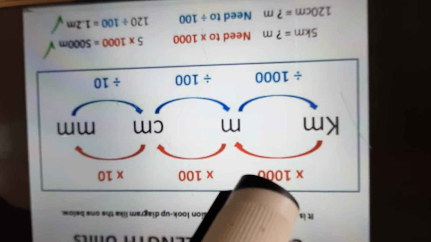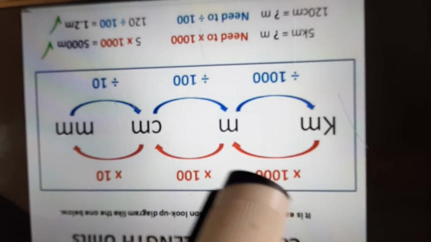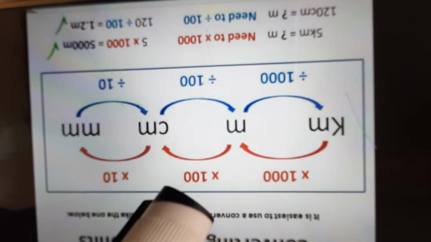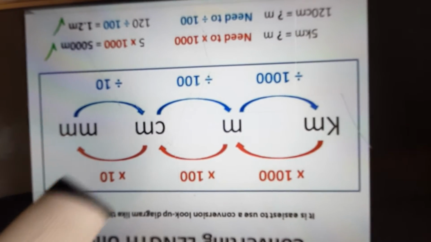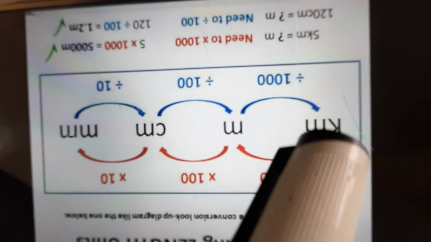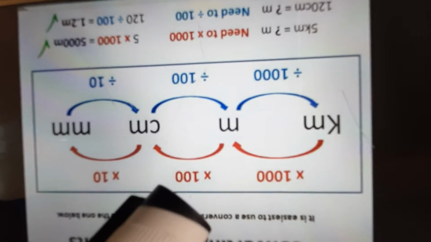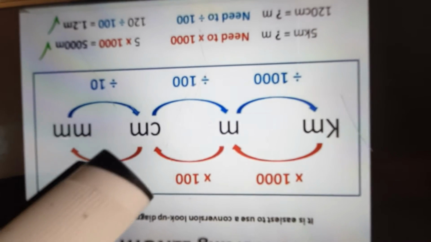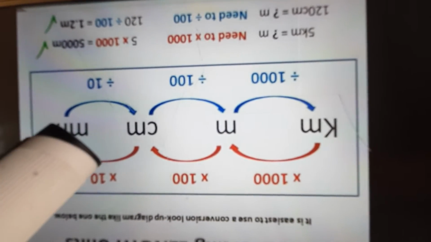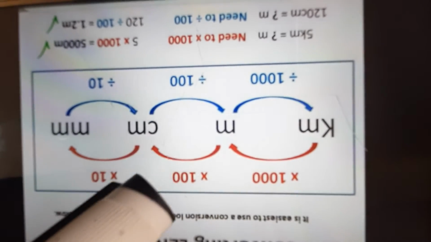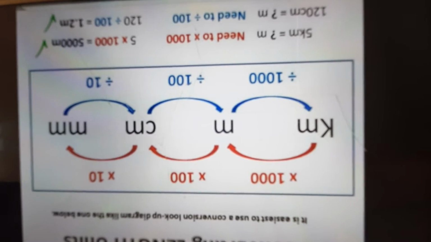You can see the number of zeros are reducing. Here 3 zeros are there, then 2 zeros, then 1 zero. So 1 kilometer is equal to 1000 meter, 1 meter is equal to 100 centimeter, and the smallest unit is millimeter. So 1 centimeter is equal to 10 millimeter, right?